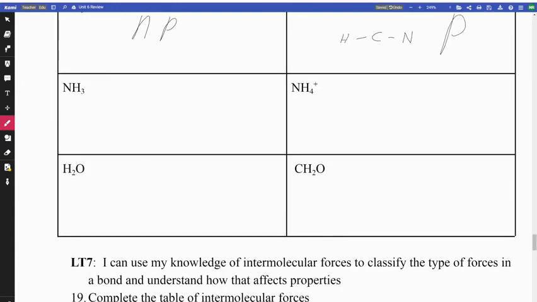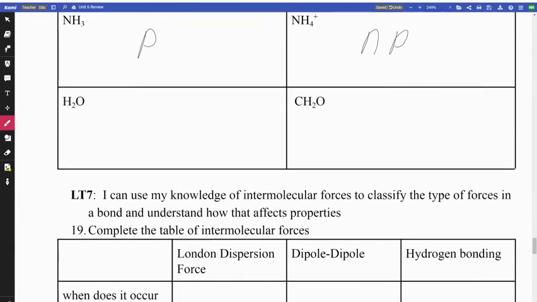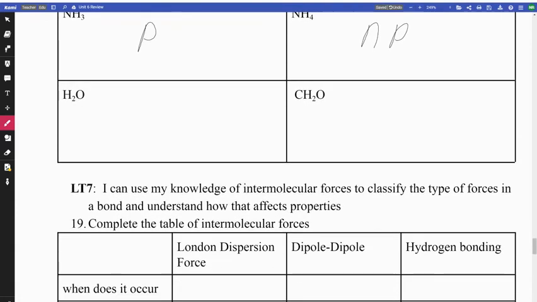All right, NH3, that is trigonal pyramidal. So trigonal pyramidal, if it has polar bonds, is going to be polar because it does have lone pairs on the central atom, and the bond polarities will not cancel each other out. NH4, on the other hand, is tetrahedral, so that is nonpolar. H2O, we already talked about that one. That is polar because it is bent.